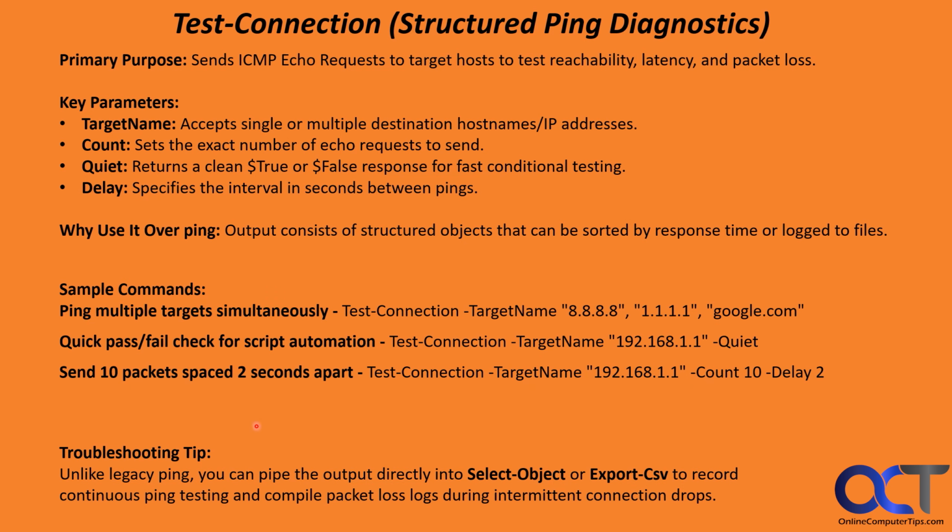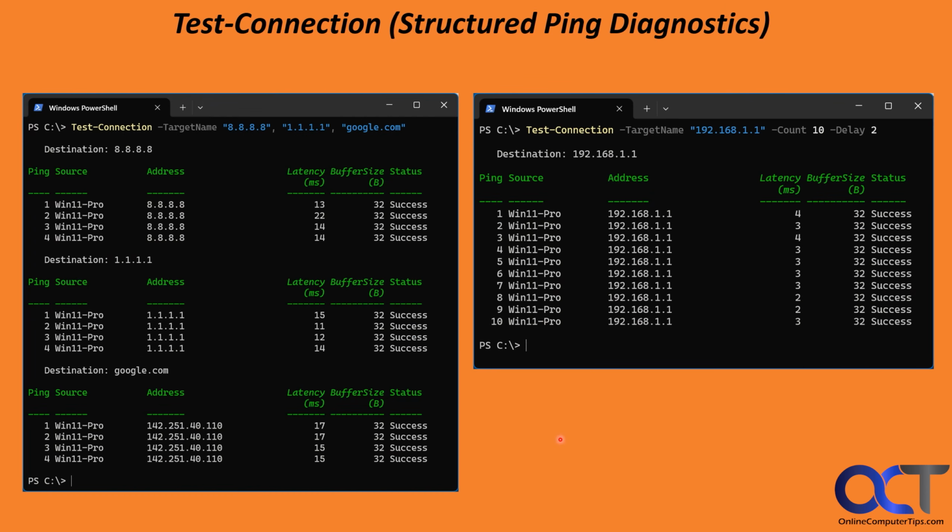All right, troubleshooting tip for Test-Connection. So unlike a legacy ping, you could pipe the output directly to Select-Object or Export-Csv to record continuous ping testing and compile packet loss logs during intermittent connection drops. So if you want to do any type of logging, you could easily do so. All right, so here are our samples here.